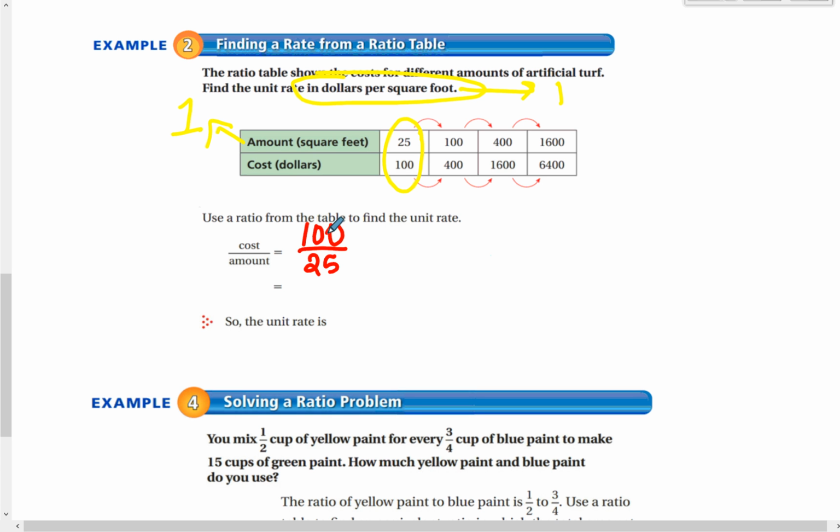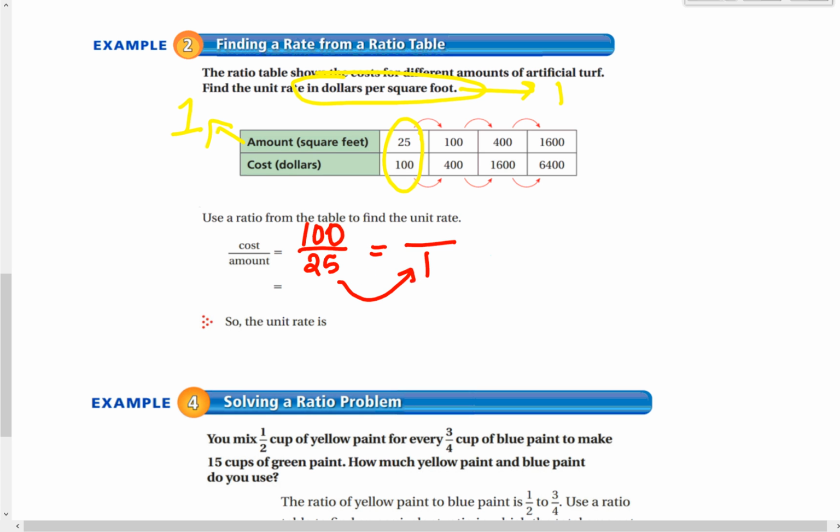Okay, we have to be careful that we're paying attention to what the question's asking for and how the table's laid out, because notice how these two values are switched. Now all we have to do is simplify this fraction to get it to be $1. Sorry, 1 square foot.